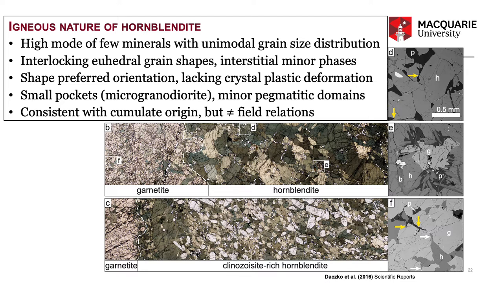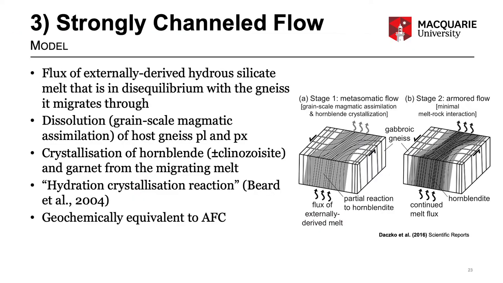The texture of these rocks looks very much like an igneous cumulate type texture with the igneous microstructure. But from the field relationships, we know that this is in a high strain zone. And so the model we developed here was to talk of flux of an externally derived hydrosilicate melt that's in disequilibrium with the gneiss that it's migrating through.